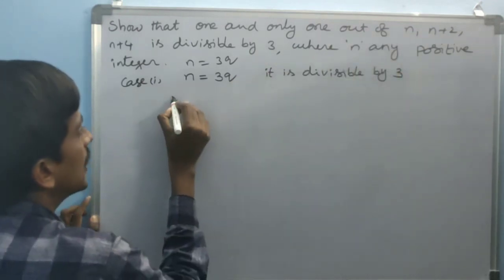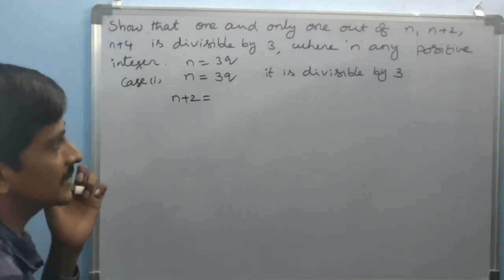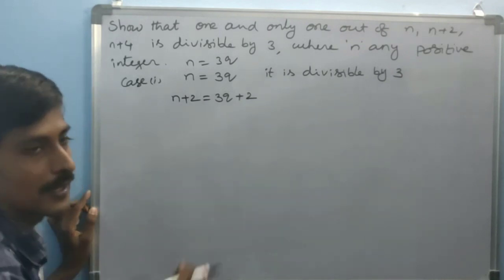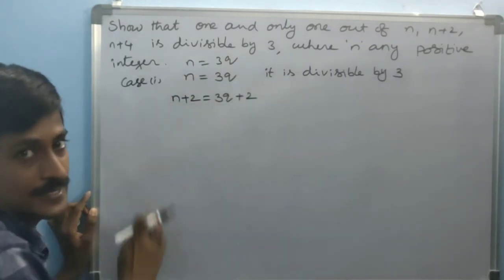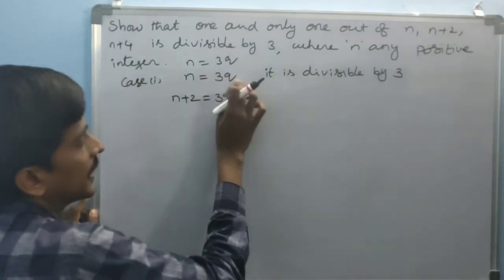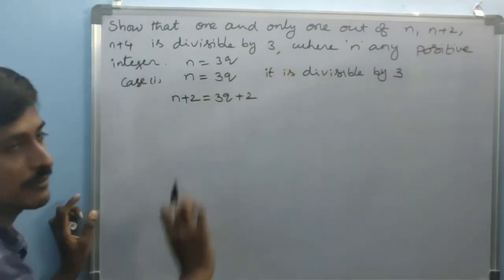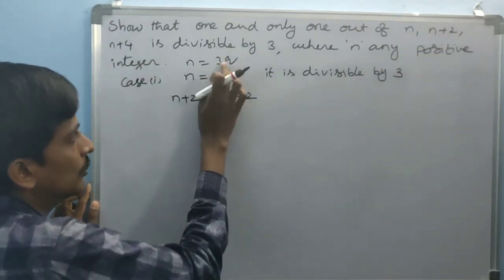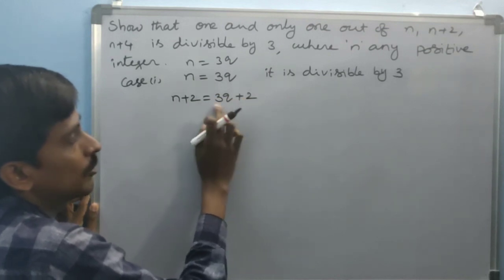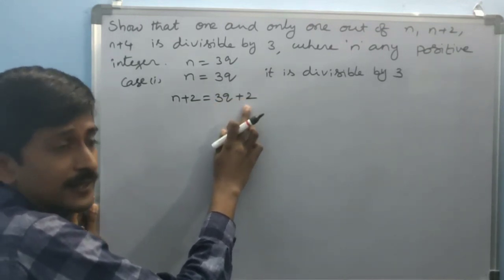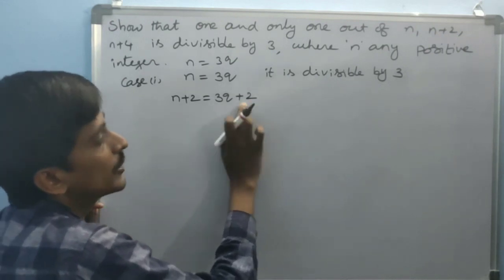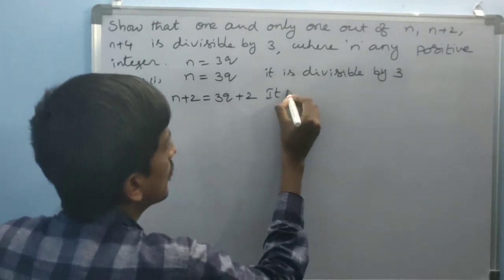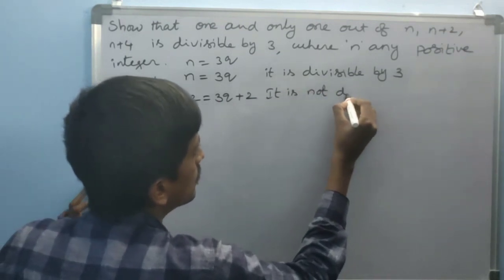Next one is n plus 2. N equals 3q is our first case, so n plus 2 is 3q plus 2. Is 3q plus 2 divisible by 3 or not? It is not divisible by 3 because 2 is the remainder here. Okay, so it is not divisible.